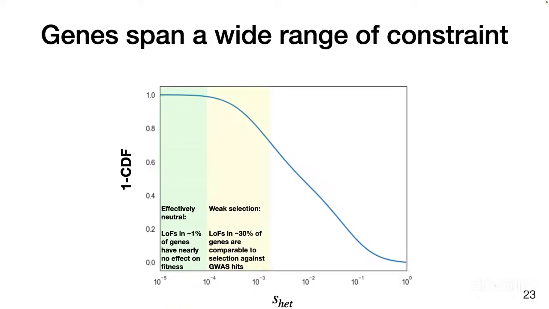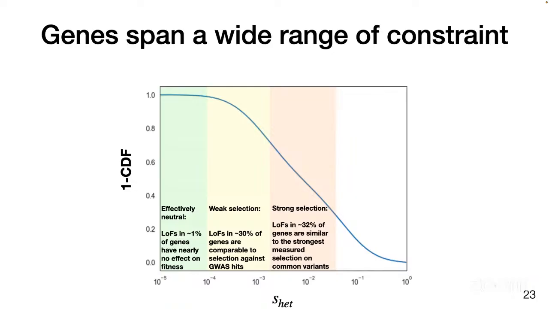The next bin is this weak selection regime. And the strength of selection here, knocking out a gene in this bin, is roughly comparable to the strength of selection acting on the strongest individual GWAS variants, common variants that affect traits. The strongest selection acting on those is comparable to knocking out about 30% of genes, or knocking out one of 30% of genes. Okay. 30% of genes are strongly selected, and these are similar in strength to the strongest signals of selection that we see on individual variants across anything.